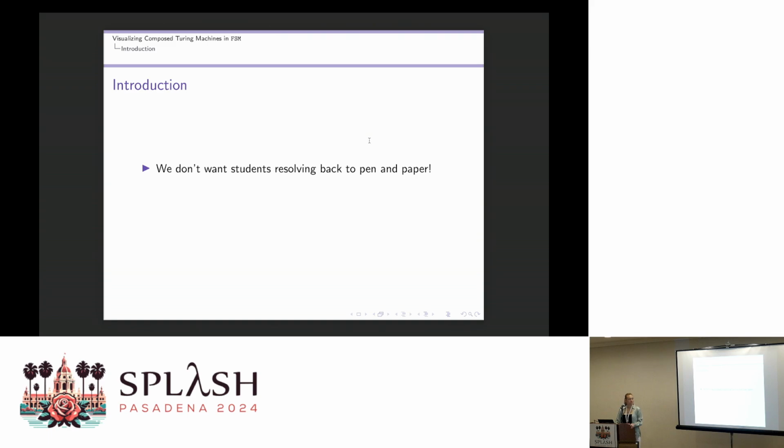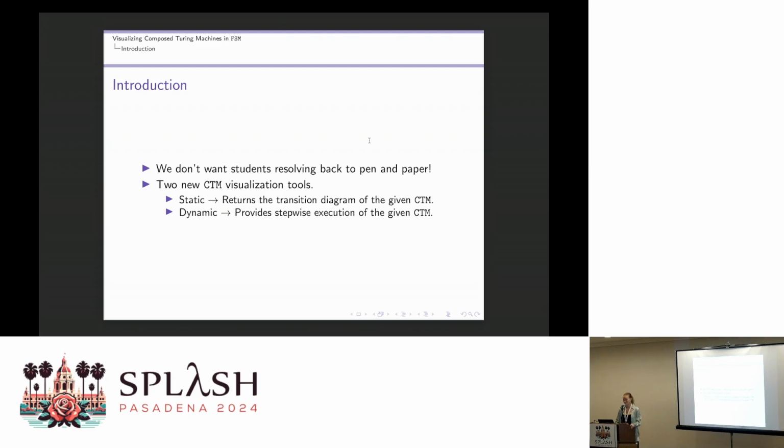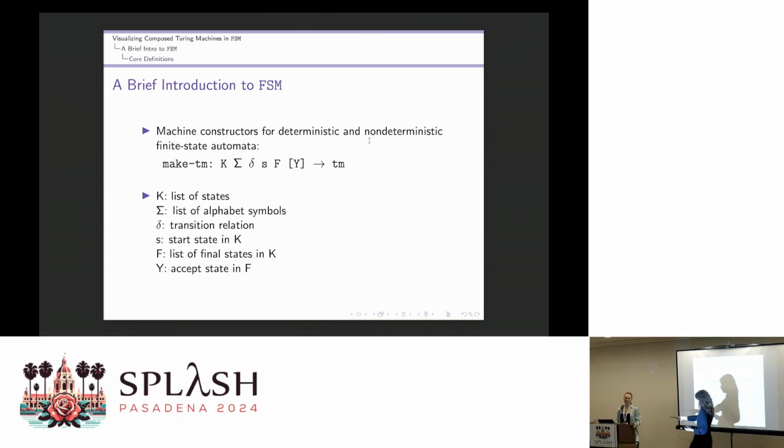We don't want them to go back to pencil and paper and resort to drawing everything out. So we wanted to provide them with visualization tools. We developed two new FSM visualization tools, a static tool that returns the transition diagram of the composed Turing machines they've designed, and a dynamic tool that provides them with a stepwise execution of a composed Turing machine on an input word.